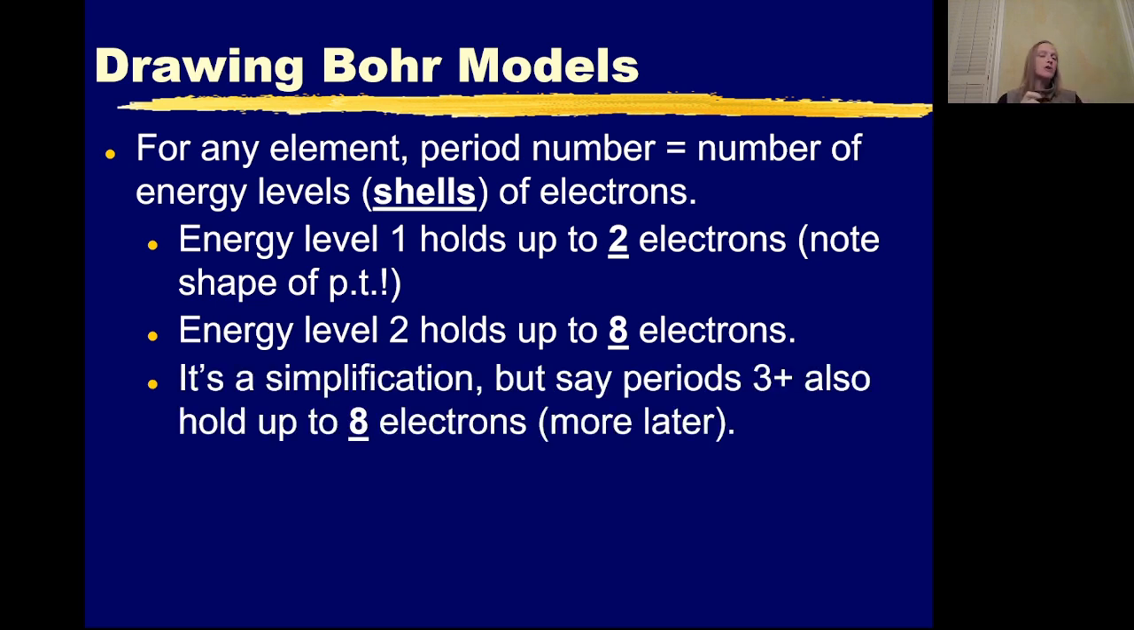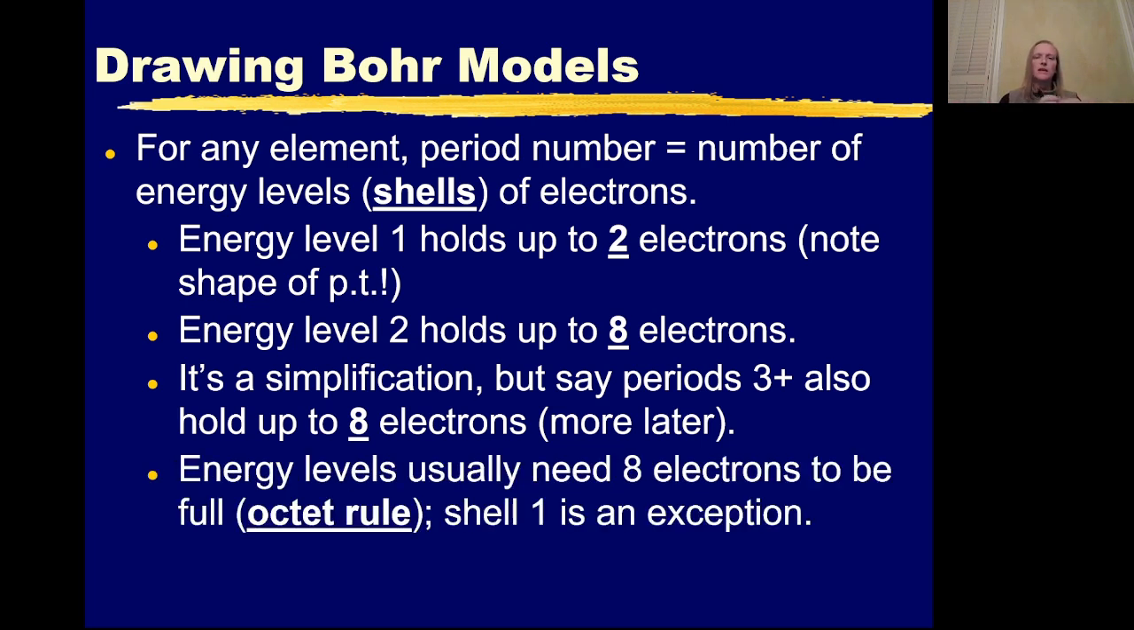This is a simplification. We're going to learn more about electron configurations later, but for now, we're going to say that periods 3 onwards also hold up to 8 electrons. In reality, they have 8 valence electrons, but hold more electrons than that. We'll come back to that later.